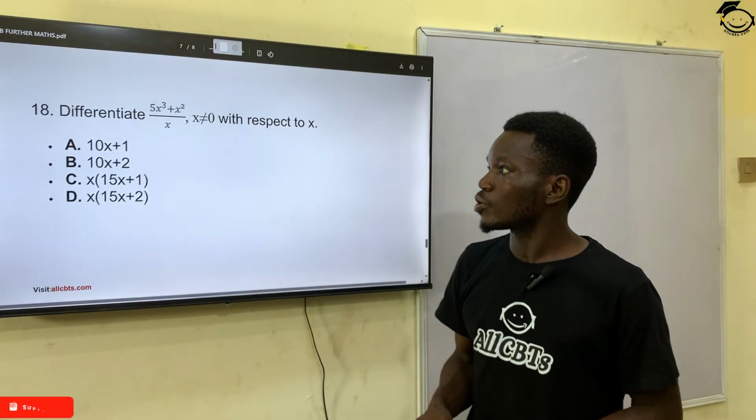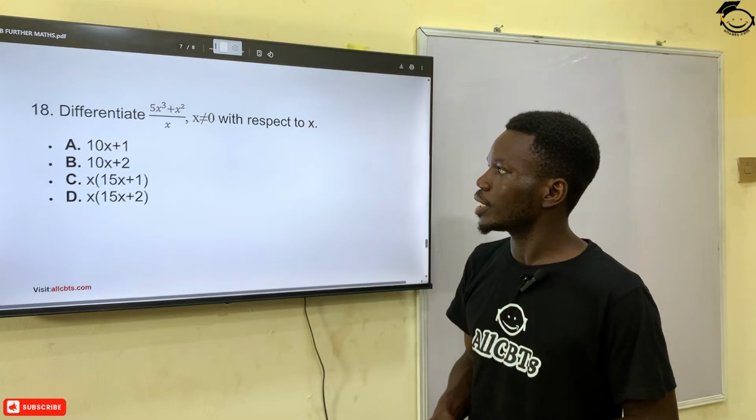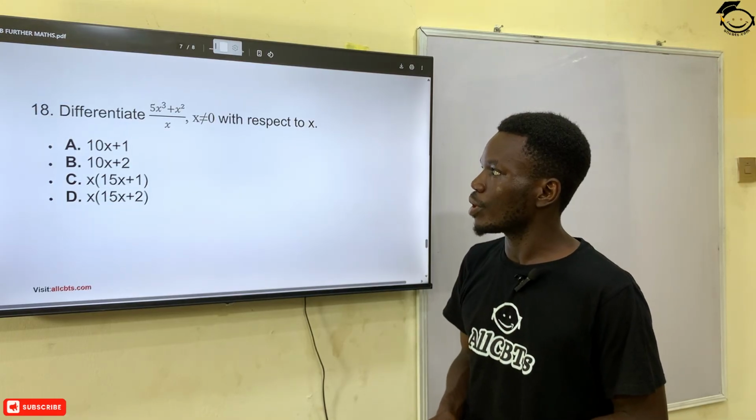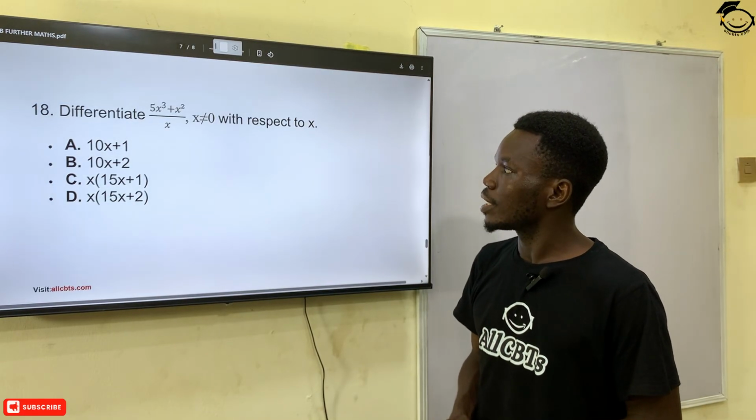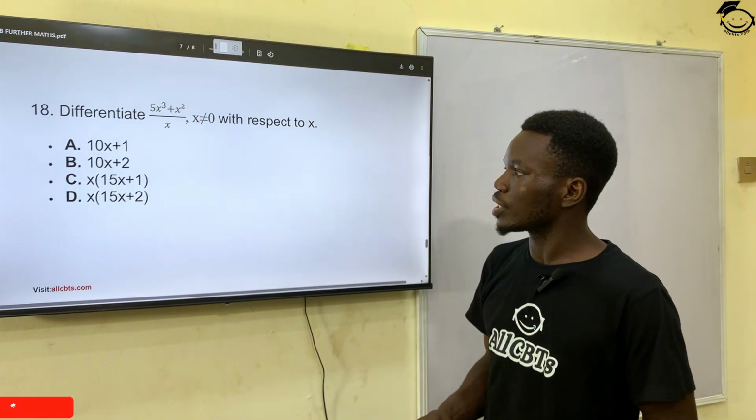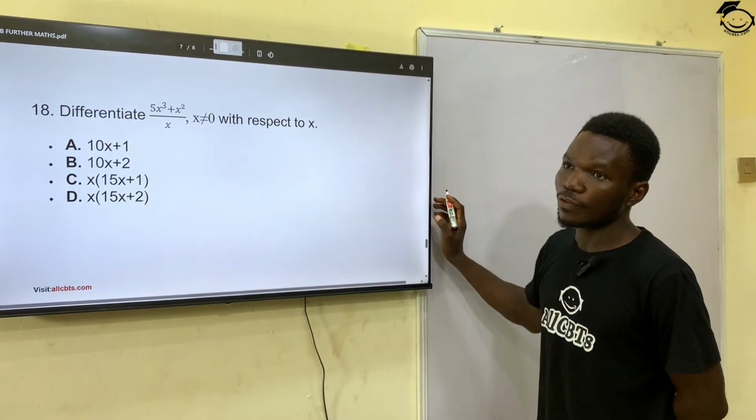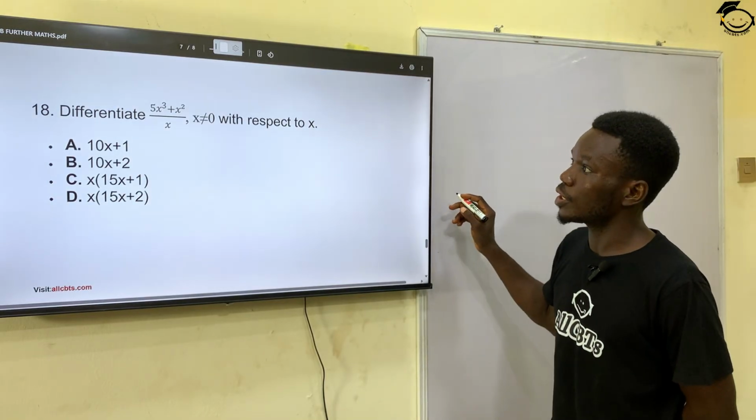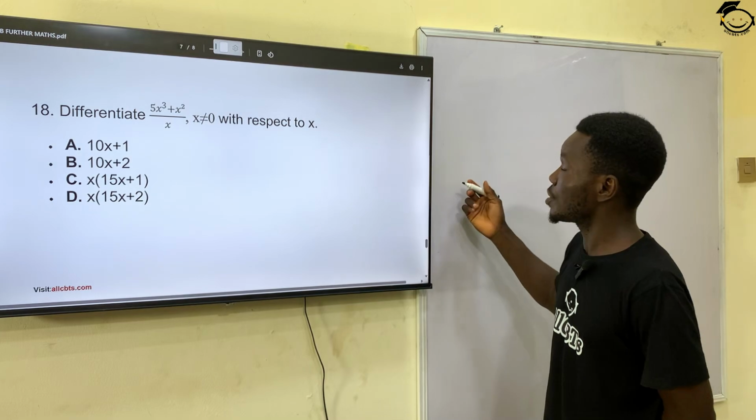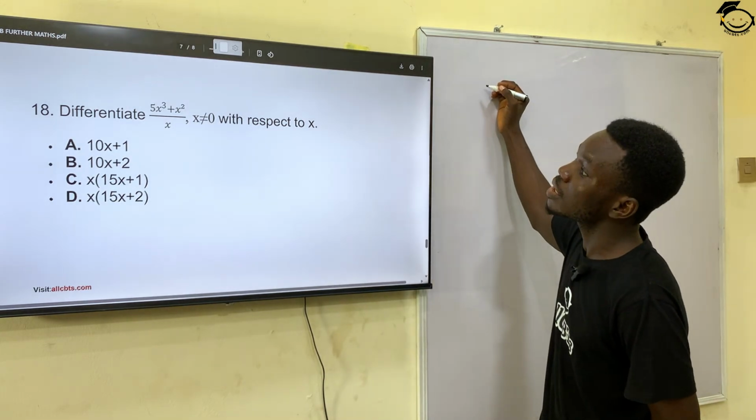Okay, moving on to question number 18. Differentiate 5x cubed plus x squared, all divided by x, when x is not equal to 0, with respect to x. If you want to differentiate this, please do not mistake this for quotient rule. This is not quotient rule. This is sum and difference rule. Why? Because this can be simplified.